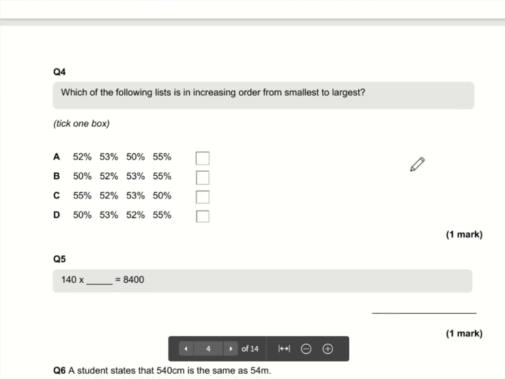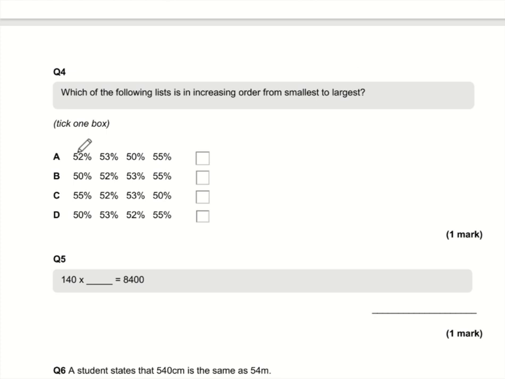Question number 4. Which of the following lists is in increasing order? So we've got 52, 53, 50 and 55. Which is the lowest of these? Well, that is the 5 followed by the 0. So that is the smallest. The next smallest, we've got a 2, a 3 and a 5. So it's the 2, so 52. Then what's smaller, 53 or 55? So it's 53, then 55. So we can see it's not A. So 50, 52, 53, 55, that is B.